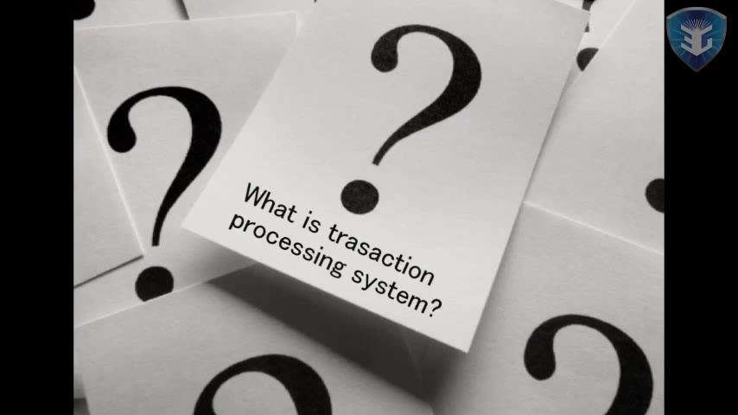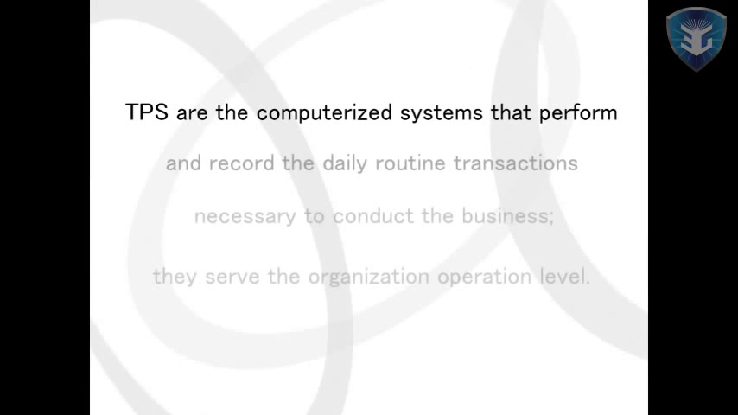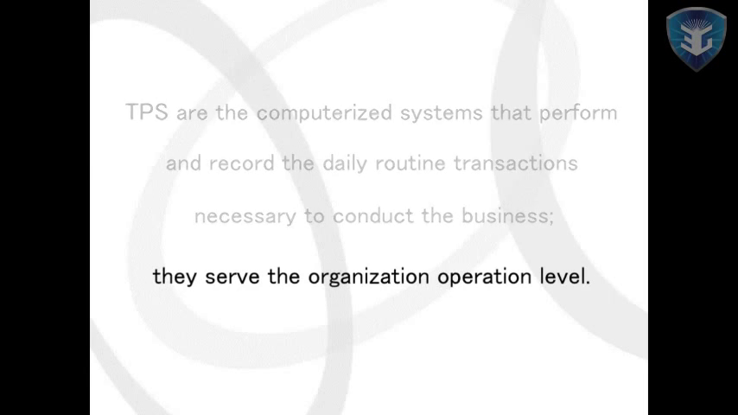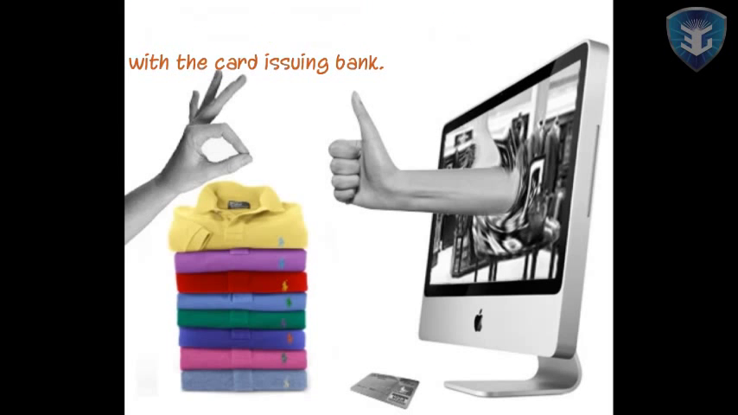What is a transaction processing system, TPS? It is a computerized system that performs and records the daily routine transactions necessary to conduct the business. They serve the organization's operation level. In the credit card world, a transaction is any communication with the card issuing company.